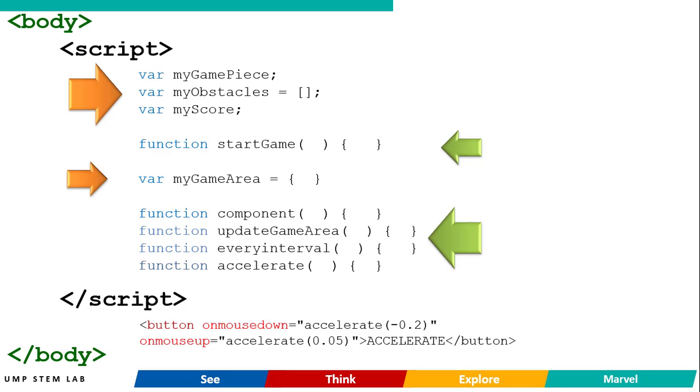Secondly, there are functions. A JavaScript function is a block of code designed to perform a particular task. A JavaScript function is executed when something invokes it, placed in the bracket as shown here. Here, we are going to describe the functions for components, update game area, every interval, and accelerate.